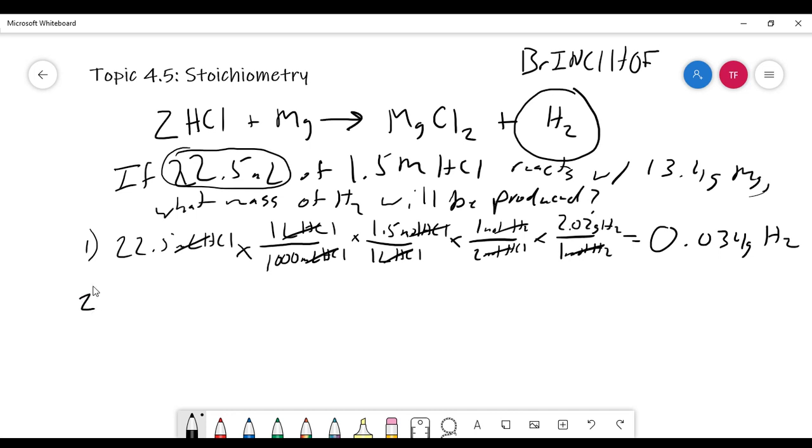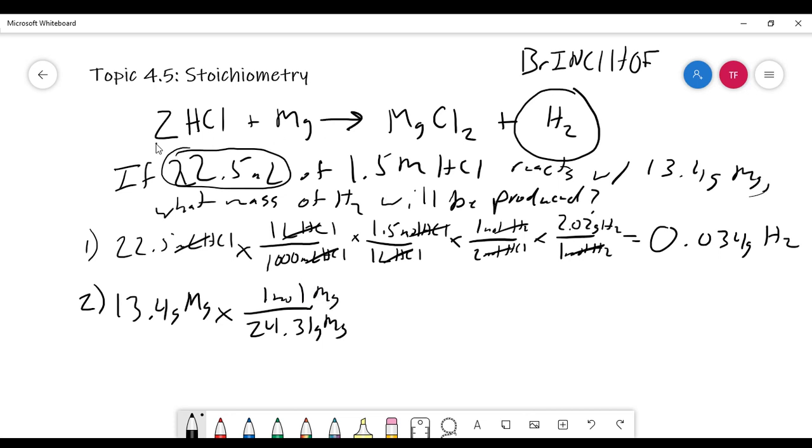We have a certain amount of magnesium. So we've got to solve this problem again, but this time starting with our magnesium. How much H2 could be produced from this much magnesium? So let's go ahead and do that. 13.4 grams of magnesium. How are we going to convert grams into moles? From the periodic table, of course, the molar mass. 24.31 grams of magnesium is 1 mole of magnesium.